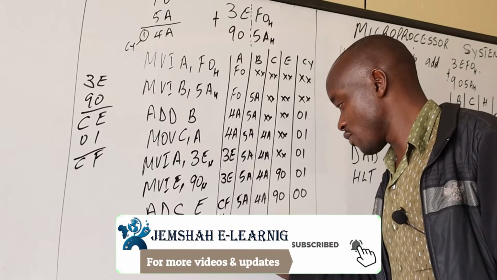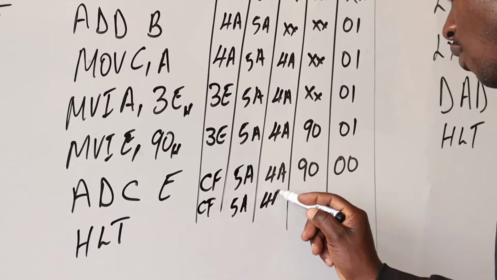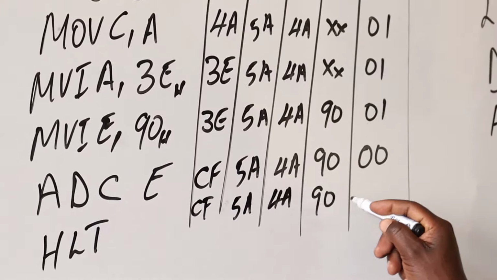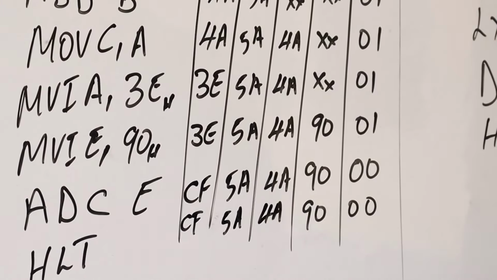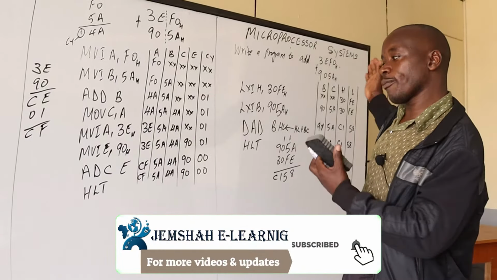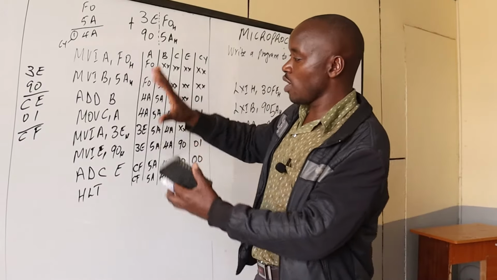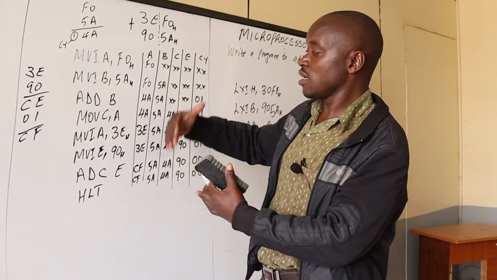So in A we have CF. Here we have 5A. Here we have 4A. Here we have 90. And here we have 00. So now this is our trace table of this program. I've done it 2 ways. Using register pairs, this is the way, by using that instruction. Using registers, this is the way, by using ADD B.